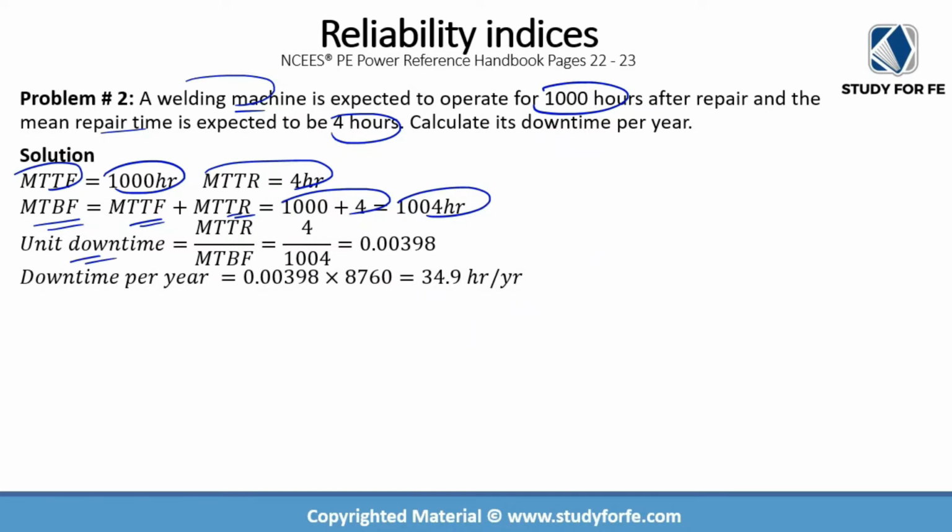Now the unit downtime, which is the fraction of time the piece of equipment is unavailable, is simply the ratio of MTTR to MTBF, which is 4 divided by 1,004. It gives you this number. And downtime per year in terms of the number of hours per year is obtained by multiplying this by 8,760, which happens to be the total number of hours in a year.